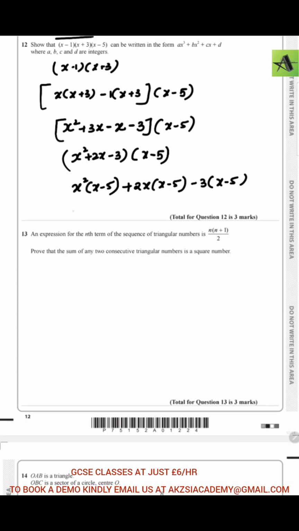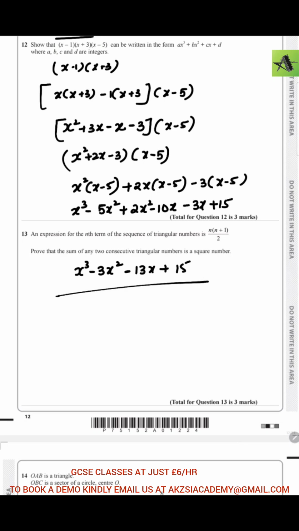This will give me x cubed minus 5x squared plus 2x squared minus 10x minus 3x plus 15, which then can be simplified to x cubed minus 3x squared minus 13x plus 15. This is your answer. I'm writing down the final answer here, which is x cubed minus 3x squared minus 13x plus 15. Now, see question number 13.